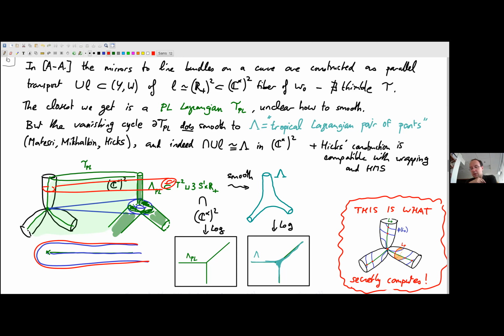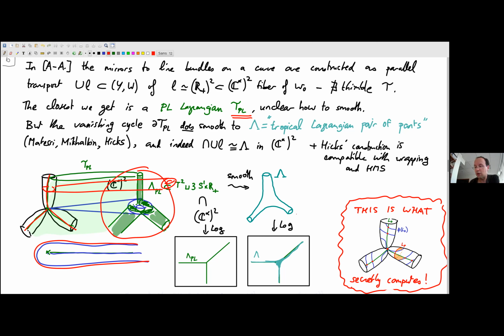If we allow ourselves to suspend this belief and allow a singular Lagrangian, something piecewise smooth, then we can do it. It is true that there is in fact some piecewise smooth approximation to a Lagrangian pair of pants in C star squared, which collapses under parallel transport to this trivalent graph. So there is some non-smooth Lagrangian in C cubed, which ends up on this trivalent graph here, and it's just not smooth anywhere else. However, the thing that plays the role of a vanishing cycle, this configuration that we see in the smooth fiber, does have a Lagrangian smoothing that is understood.